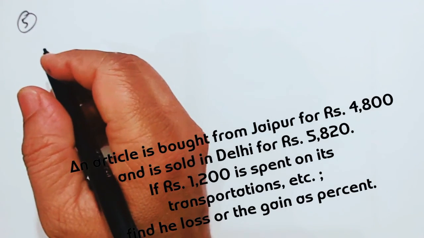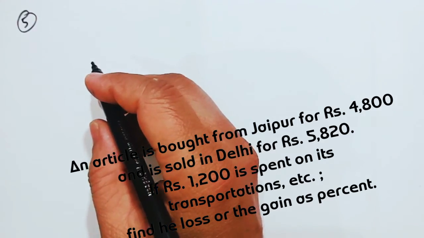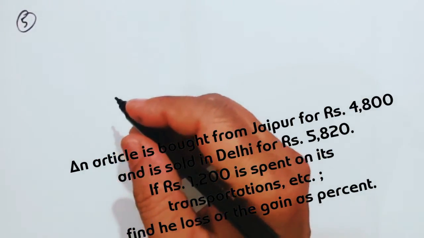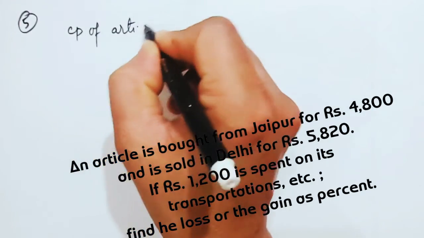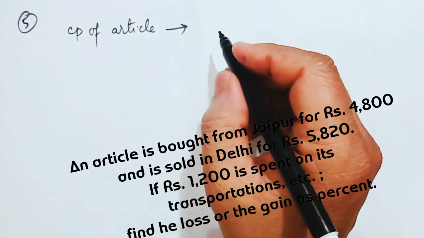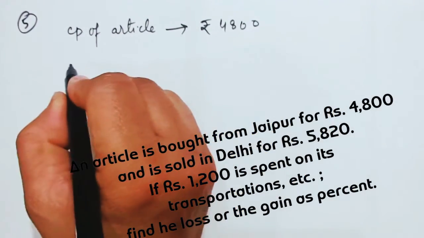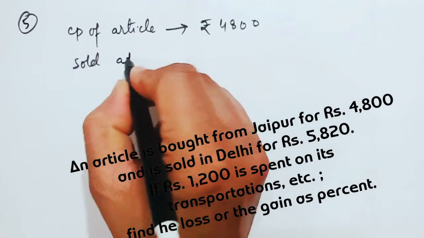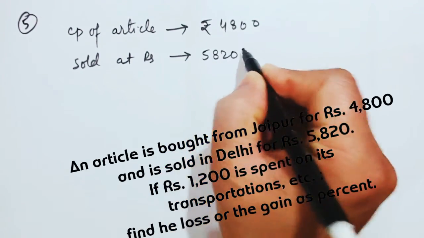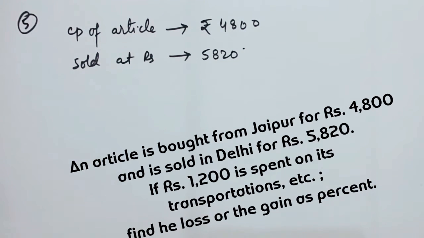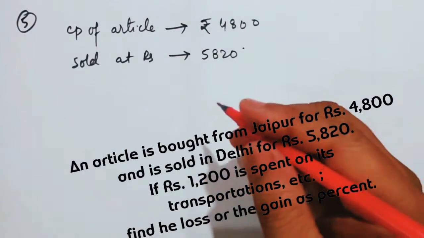Now let's come to Jaipur. An article is bought from Jaipur for rupees 4800 and is sold in Delhi at rupees 5820. If 1200 is spent on transportation, the cost price of the article is equal to rupees 4800.